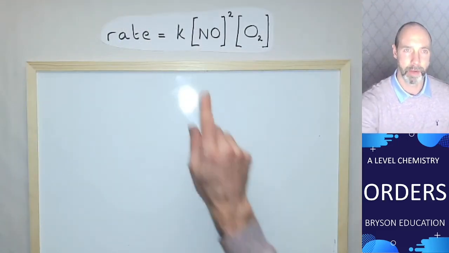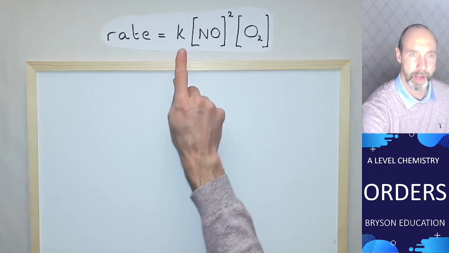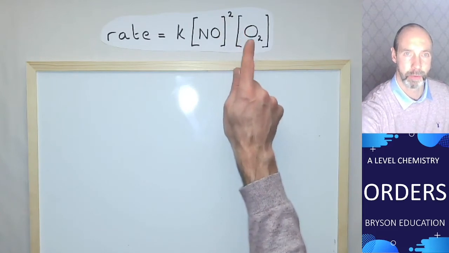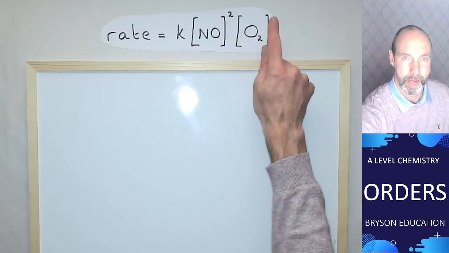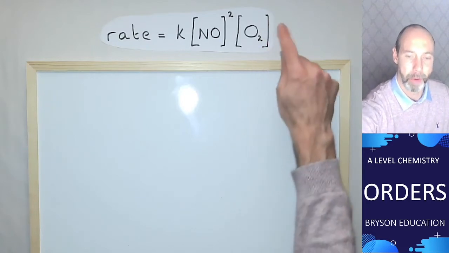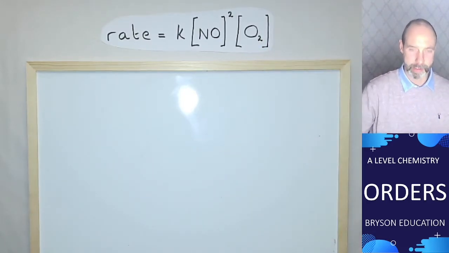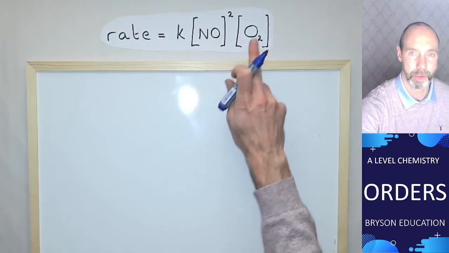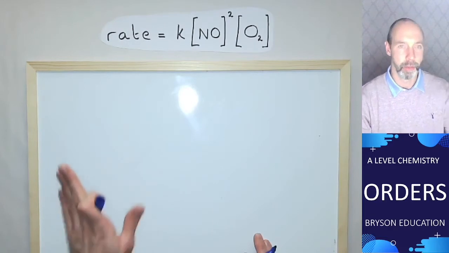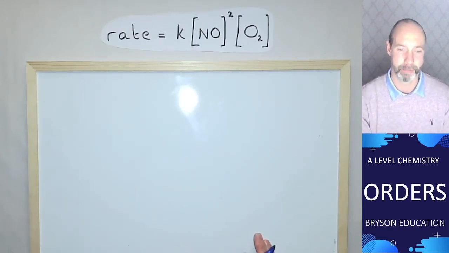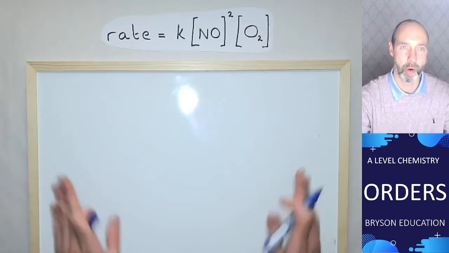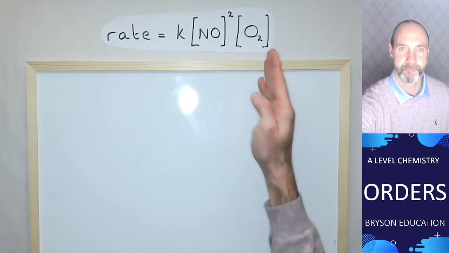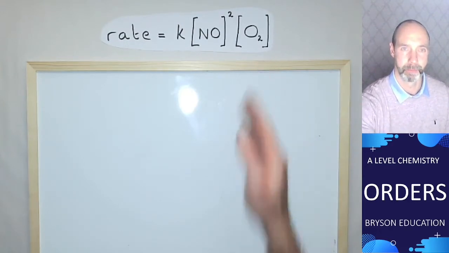Okay, let's take a look at this example then. We've got rate is equal to rate constant multiplied by the concentration of NO squared and the concentration of O2. Now, this is just to the power of 1. We don't bother writing power of 1. So what I can see straight away is it's second order with respect to NO and first order with respect to O2. The overall order would be 3. It's 2 plus 1. So the overall order of this reaction is 3. Second order with respect to NO and first order with respect to O2.